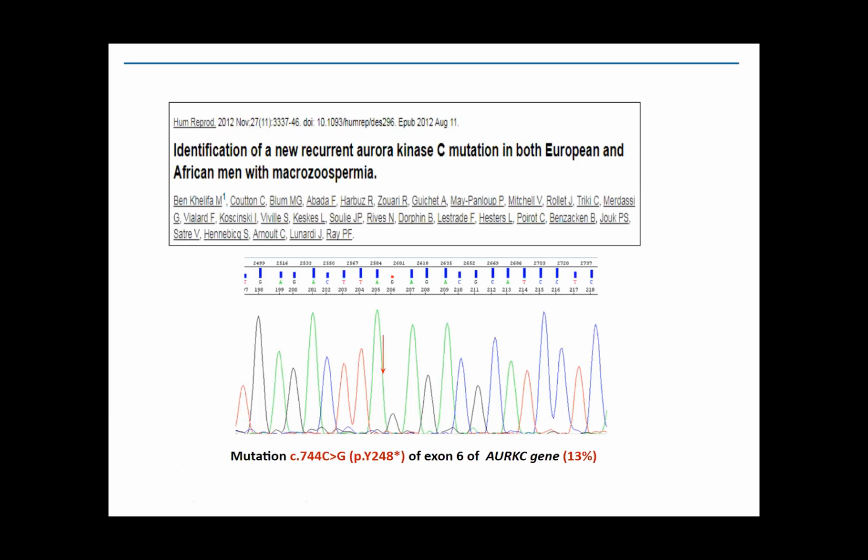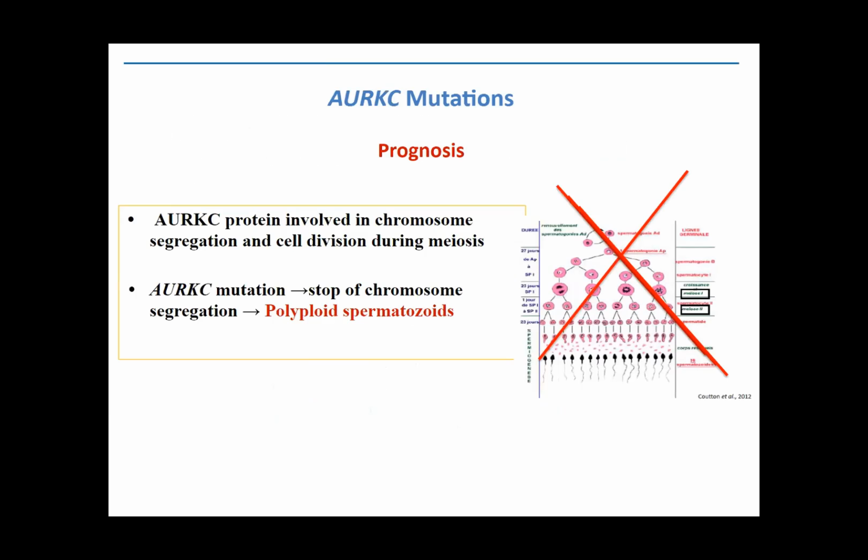A novel mutation was identified by our moderator Monsef Ben Khalifa, in exon 6, representing 30%. It's impossible to take home a baby in males with this kind of mutation because of polyploid spermatozoa. ICSI is not recommended.